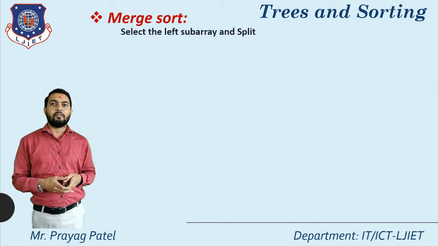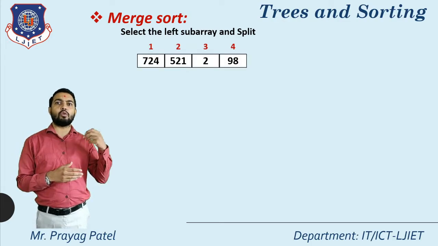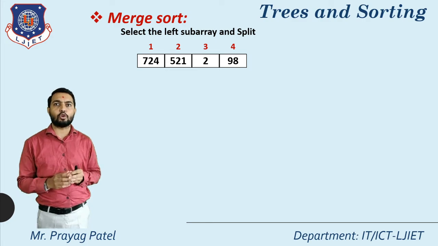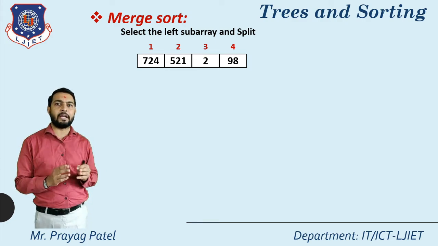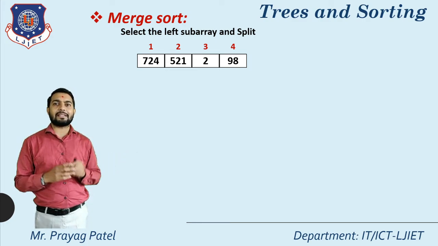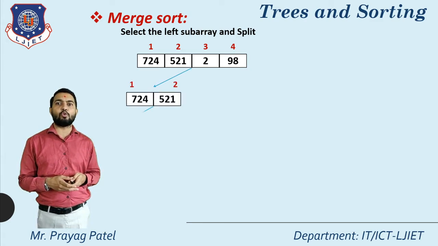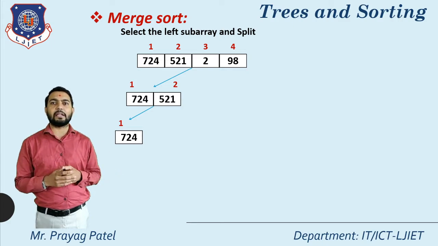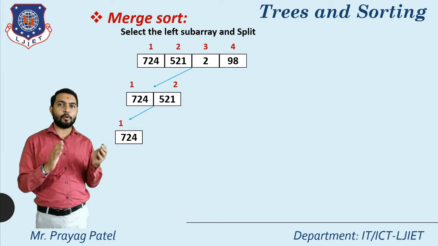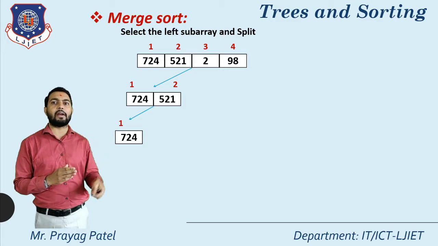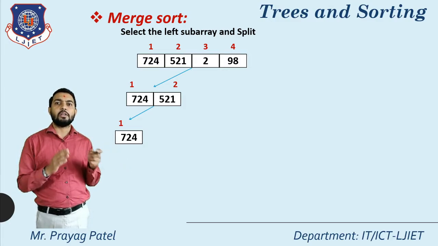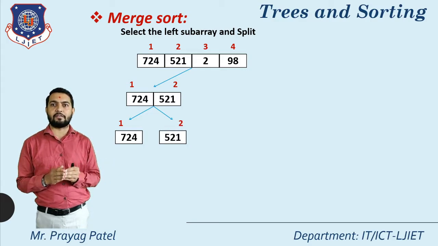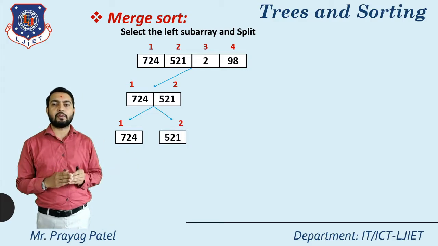After that we have to divide these lists into sub lists until we get single elements. So select the left sub array and split it. The left sub array is 1, 2, 3, 4. Divide this list into two parts. The left part contains 2 elements, 1 and 2, and the right part contains 2 elements, 3 and 4. Now the elements 1 and 2 also we have to divide into two parts, because 2 elements are available. So we divide this list into two parts: first 724, second 521.